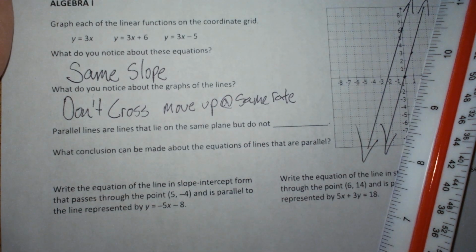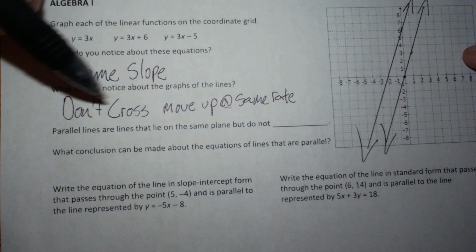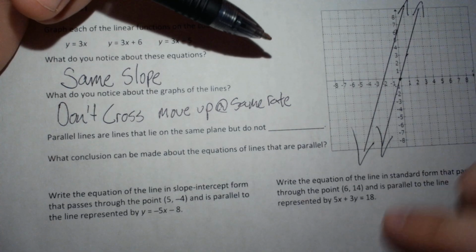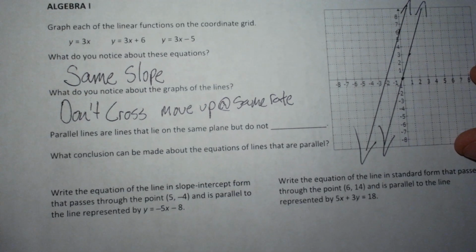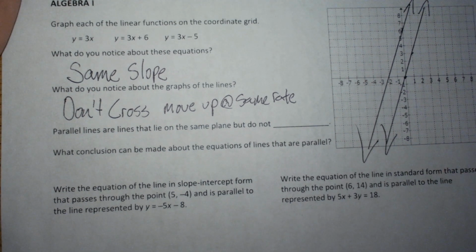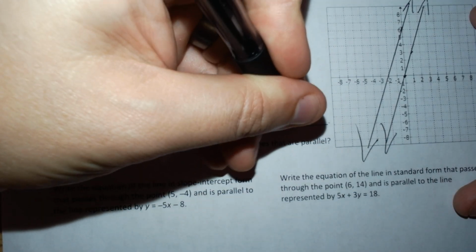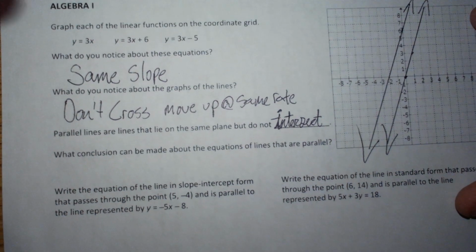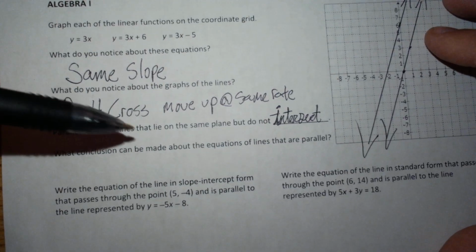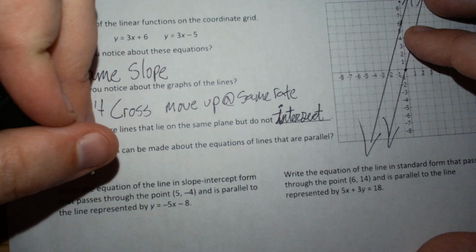Or that they move up at the same rate. And so when they don't cross, and really it's going at the same rate, it's that they would never cross. They could go on forever, they'd never cross. And so those are our parallel lines. They are lines that are on the same plane but do not intersect.